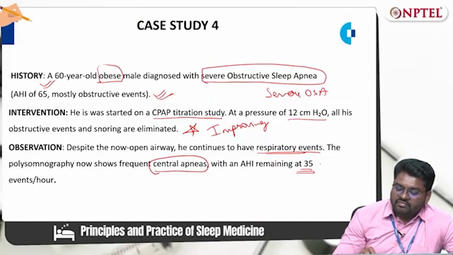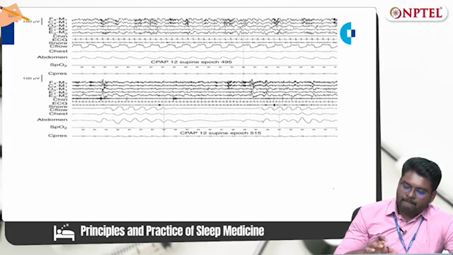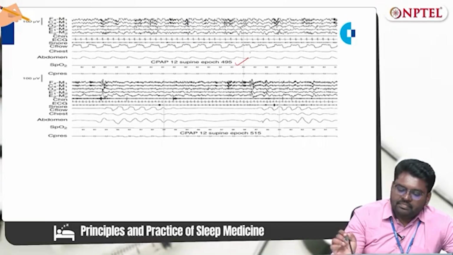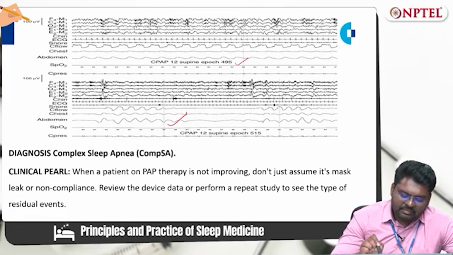So what we saw is that the obstruction was unmasked the central apneas. This is a picture of complex sleep apnea. We started on CPAP, then the patient is showing central sleep apnea. So the diagnosis is complex sleep apnea.